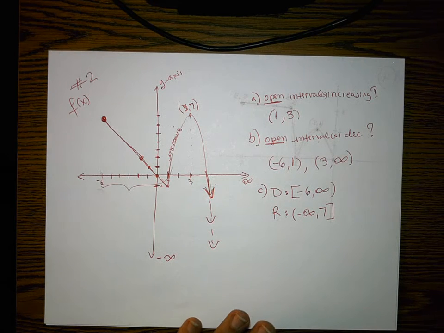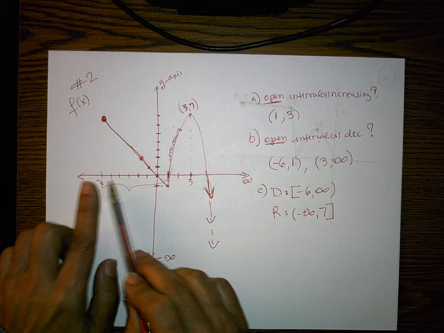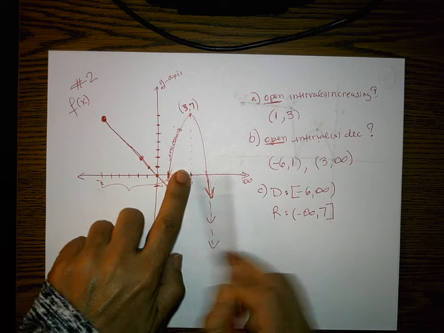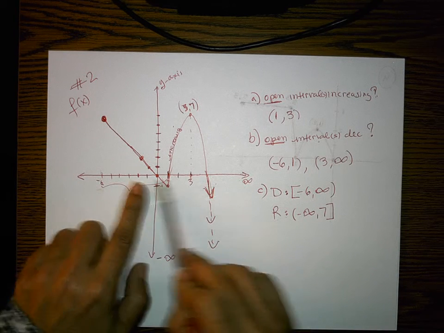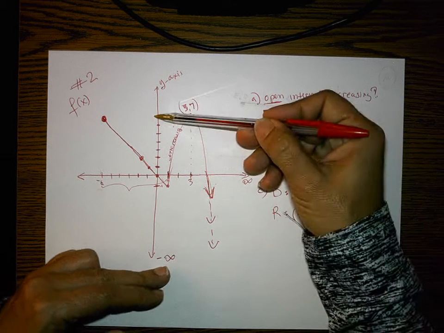That's my domain and range. And those are my intervals where something is decreasing, increasing, decreasing again. My domain is the x values. My range is the y values.